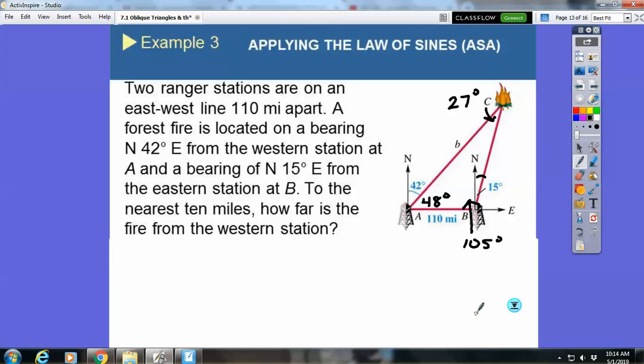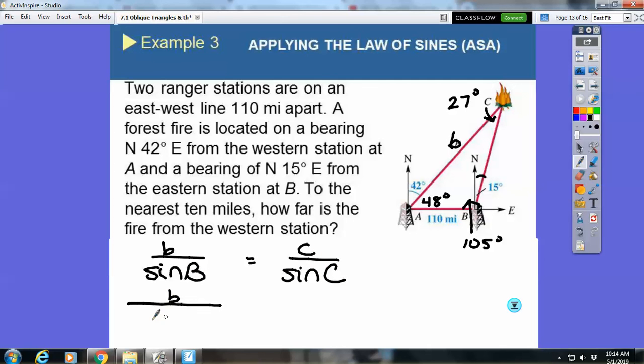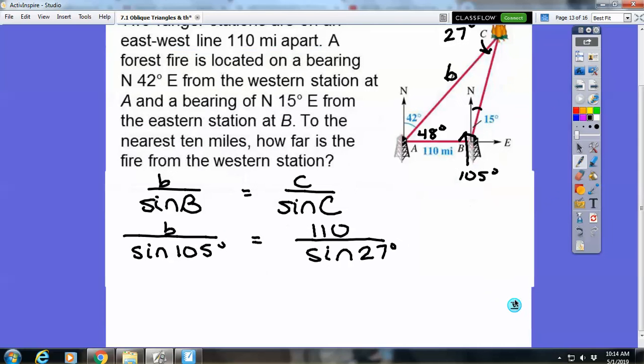Which side am I looking for? B. So I have to use the B. Which side do I know? C. So we would have to do B over sine B equals C over sine C. So side B over the sine of 105 degrees equals side C, which is 110, over the sine of angle C, which is 27 degrees. So to get B by itself, you are going to multiply over your sine 105.